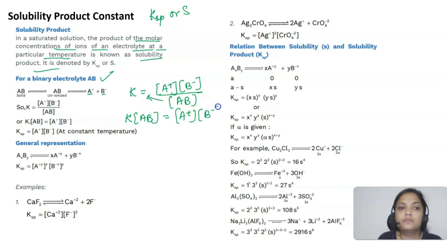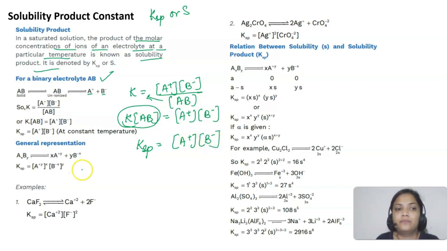So this is at constant temperature, this thing will be known as KSP. Solubility product is the product of molar concentration of ions. So product of concentration of A and B. Okay. And if you have a general reaction जिसमें stoichiometric coefficients भी हो A, X and Y, so KSP will be A raised to the power X plus B की power Y, मतलब the coefficients will go in power.